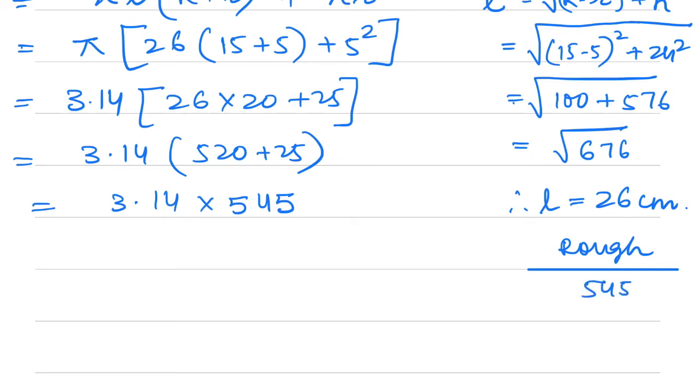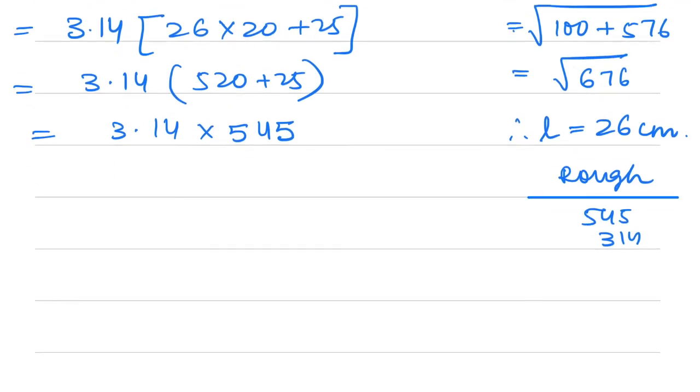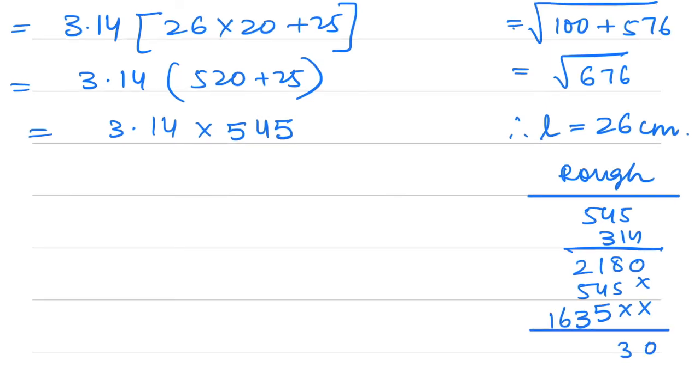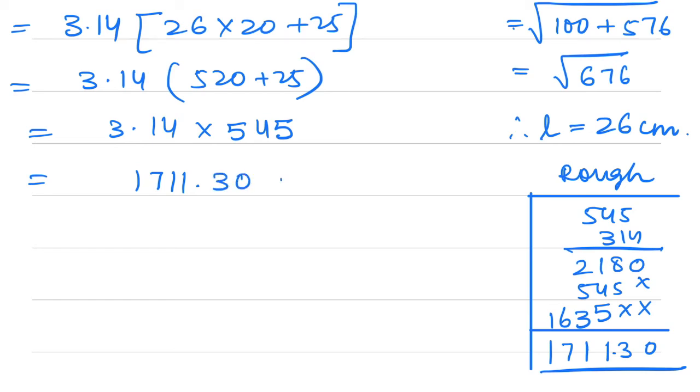So 545 into 314, we will have this as 0812, then 545, 5 and 12 and 1, 13, 16. So this would be 0, 3 and 1, 1, 7, 1, and we will need 2 decimal points. So this is equal to 1711.30, and area, so centimeter square.